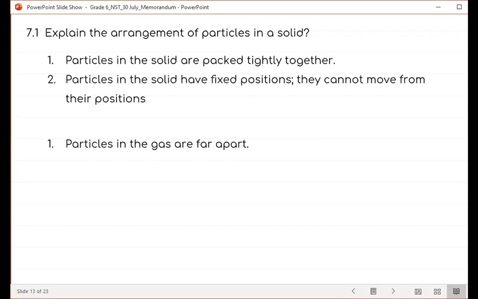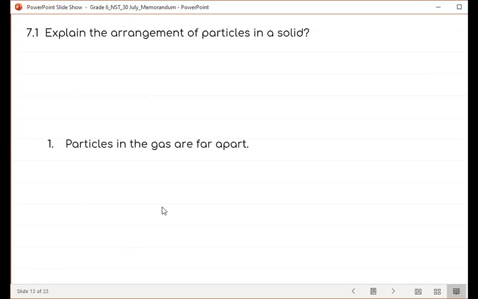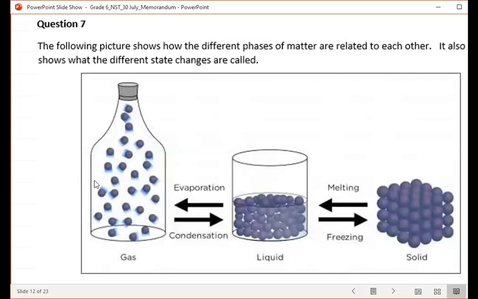It was 2 marks. Particles in a solid are packed tightly together, just as Nomatemba mentioned and Adeline also mentioned. And then secondly, particles in a solid have a fixed position. They cannot move from their positions. So you also had to mention that they cannot move, and that they are packed tightly together or linked tightly together, as long as it was something around these particles being together. And guys, you didn't have to think very hard for this question, because here's the solid, here are the particles, and you can immediately see from the picture what's going on.